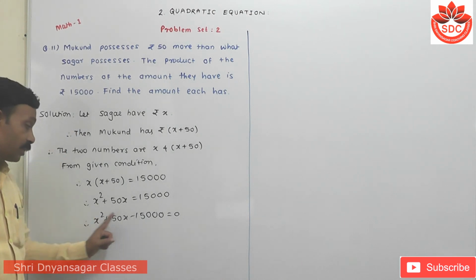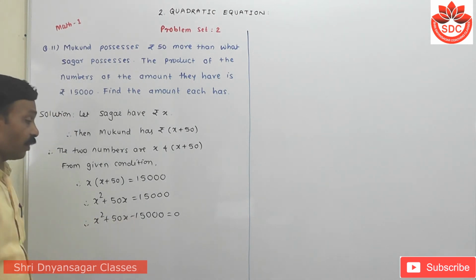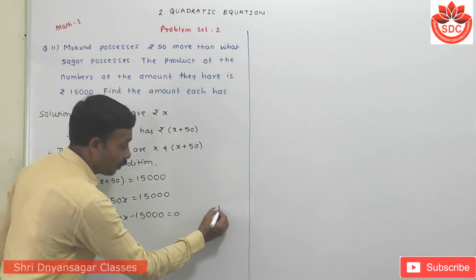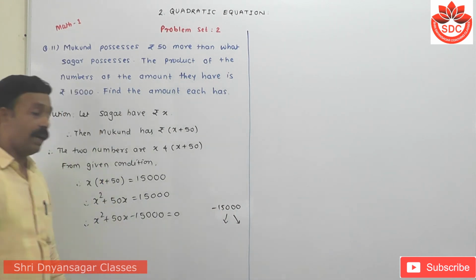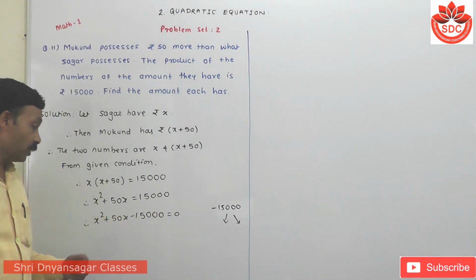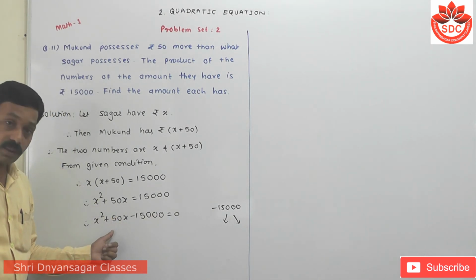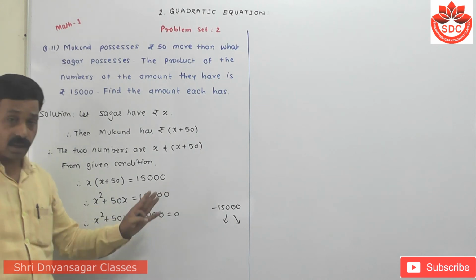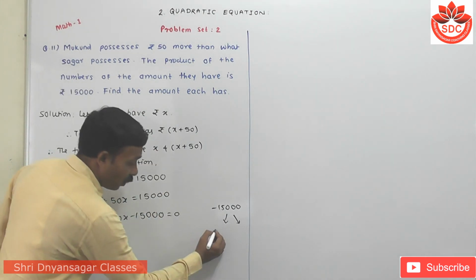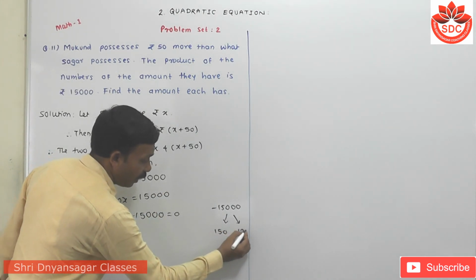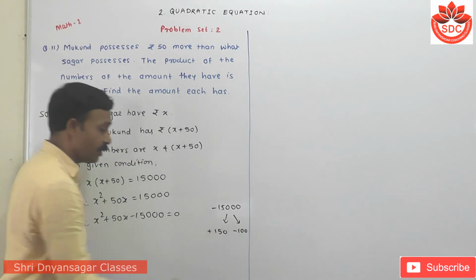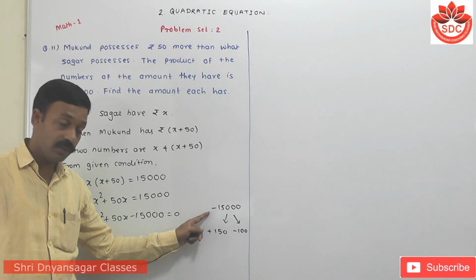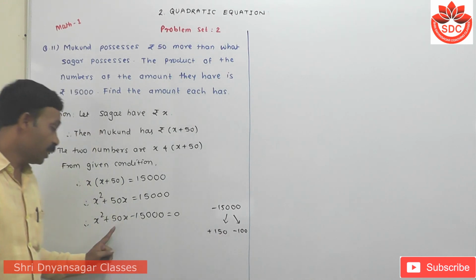A is 1, C is minus 15,000. We have to find the product of 1 into minus 15,000, which is minus 15,000. Then find the factors of minus 15,000 such that their addition is plus 50. So simple. It is a bigger number but the factors are simple. So I have to take here 150 and 100. Give the sign plus here and minus here. Then the product is minus 15,000 and the addition becomes plus 50.